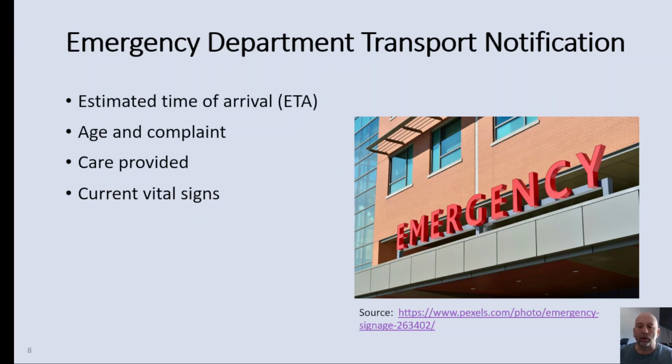The EMS provider will provide basic information to the emergency department or ED staff, including their ETA, or estimated time of arrival, the patient's age and complaint, any care provided to the patient, and a current set of vital signs. This enables the emergency department to prepare a room and request any necessary assistance based upon the incoming patient's condition.